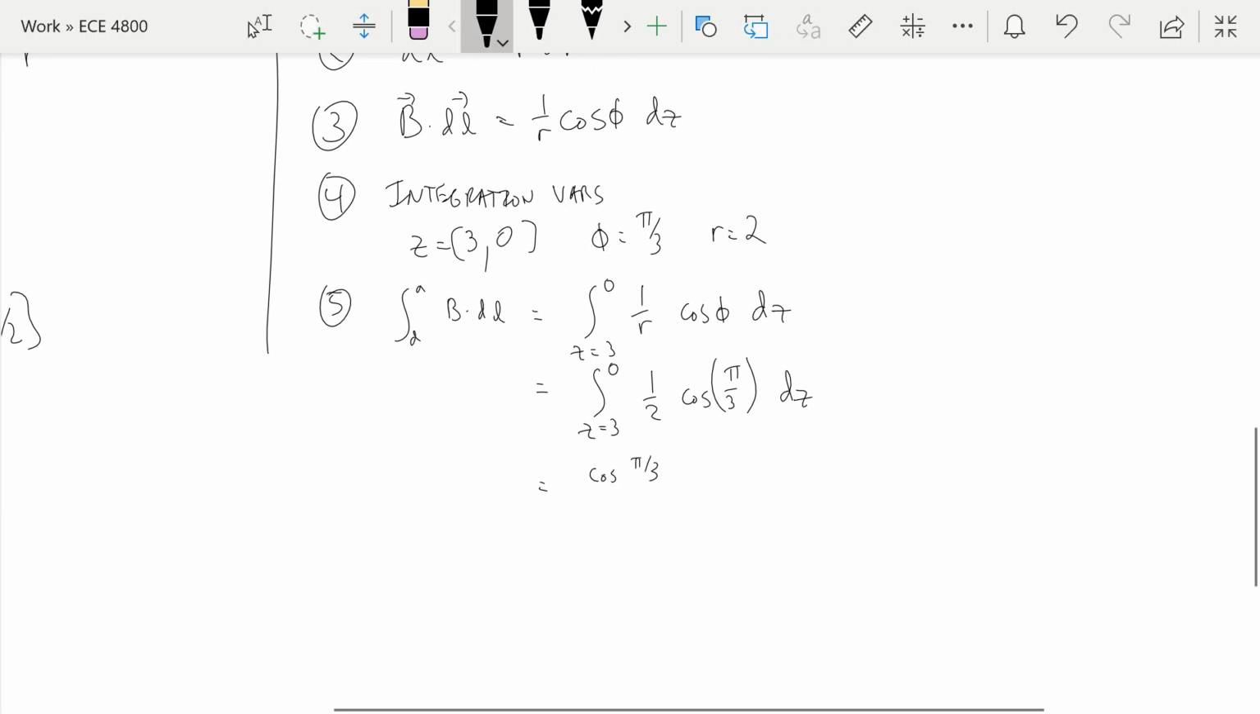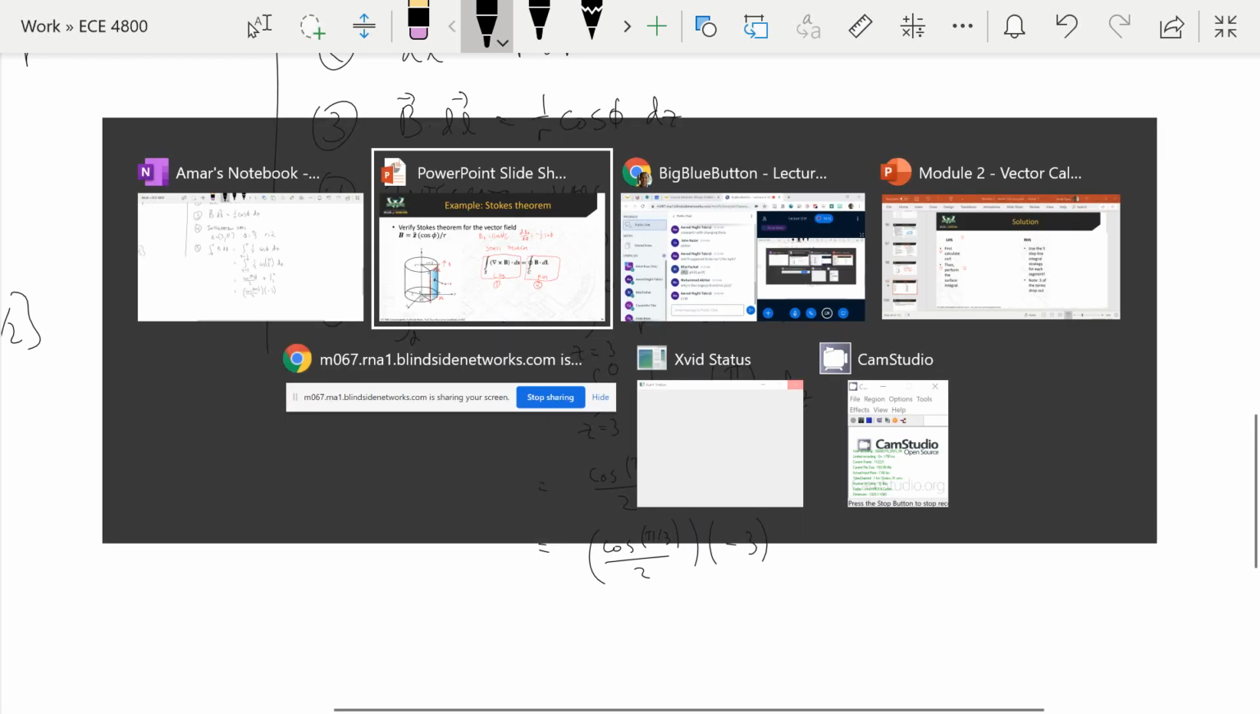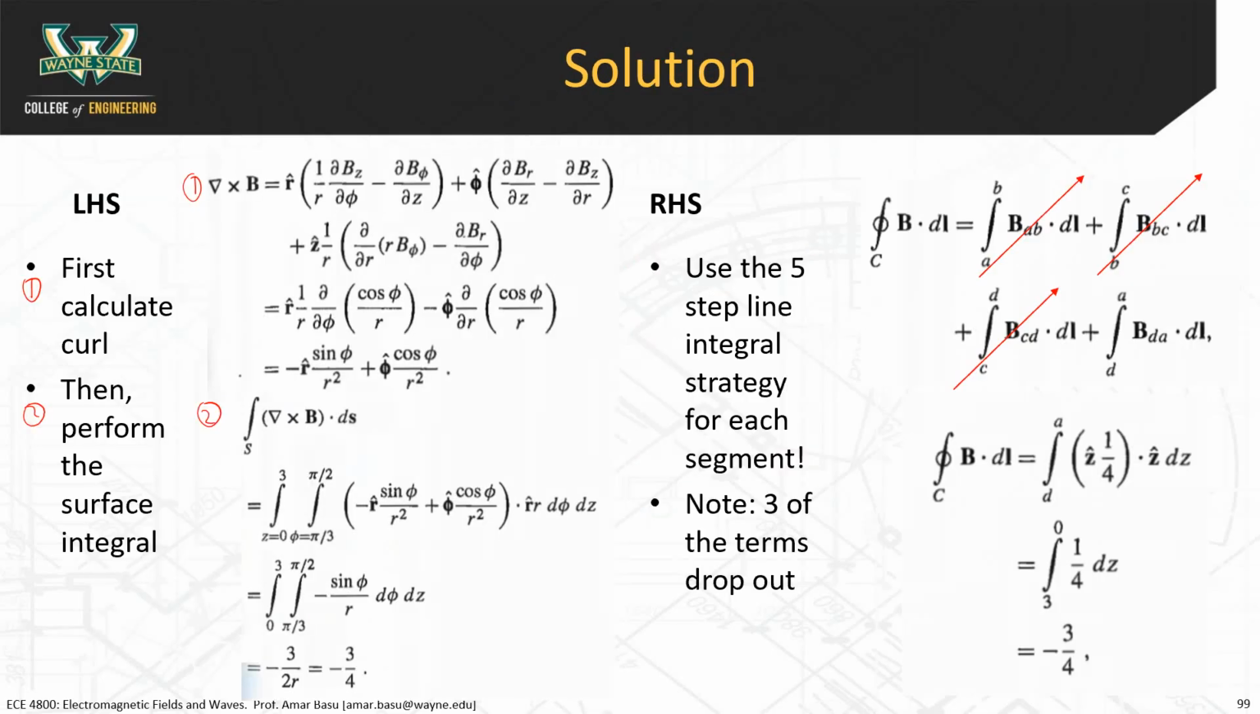Cosine of pi over 3 over 2. That constant comes out, and the z goes from 0 to 3. So this is going to be z going from 3 to 0, that's why you get this negative sign here, times negative 3. All right. So when you do that, you end up getting negative 3 over 4.